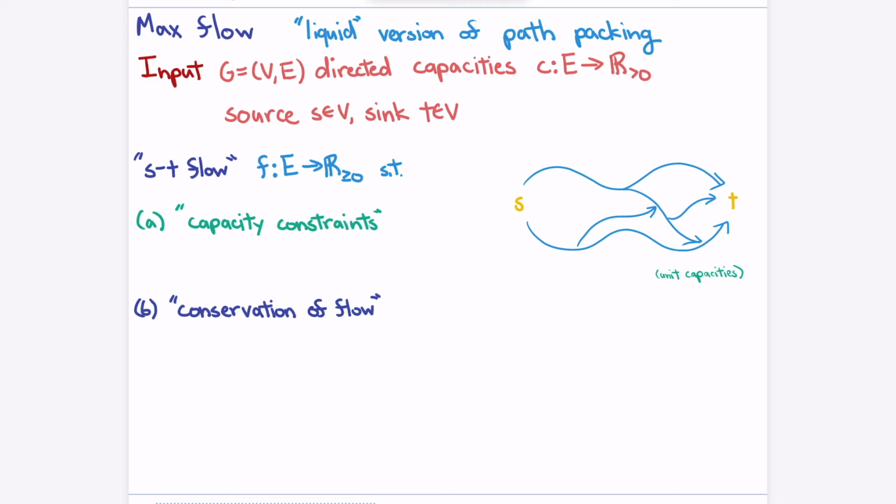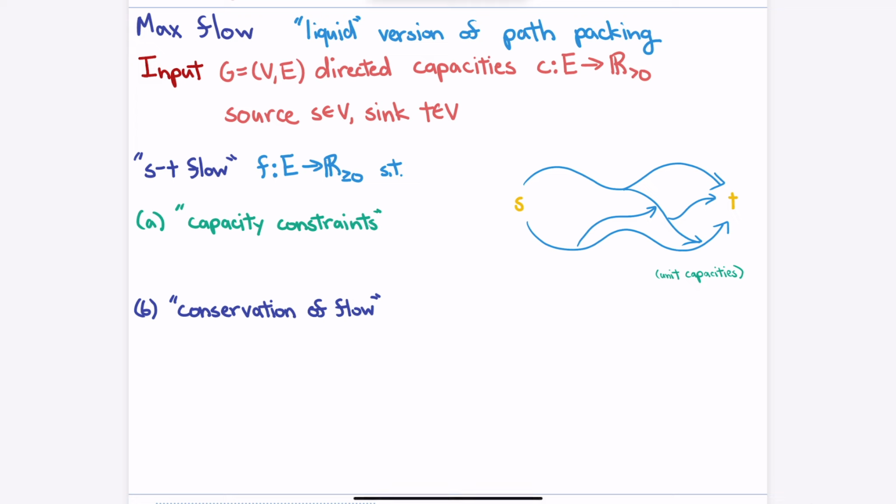But yes, the C's are capacities. That's how much you can take. F represents how much you are taking on each edge. Do you want to put some constraints on F? You're not allowed to just take as much as you want. Yeah, so F needs to be less than or equal to C for every edge. Also, F needs to be non-negative because you can only push.